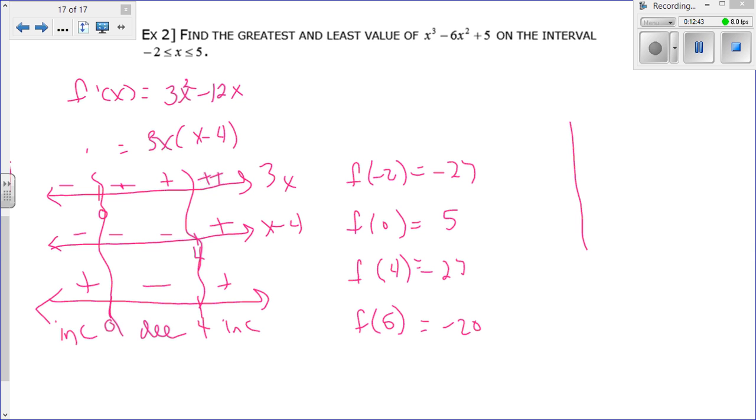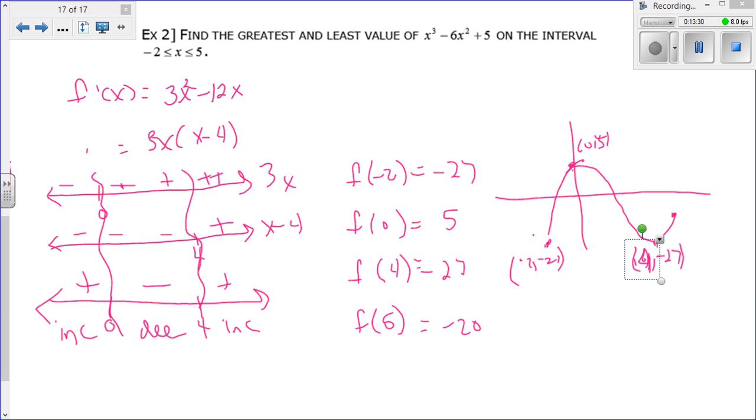So if we were to kind of map out what this looks like: -2, -27, and then I'm going to go up here to 0, 5. And I'm down here at 4, -27, and this goes up to 5, -20. So this point 0, 5, -2, -27, and this would be 4, -27. And then this point here, our endpoint, would be 5, -20.